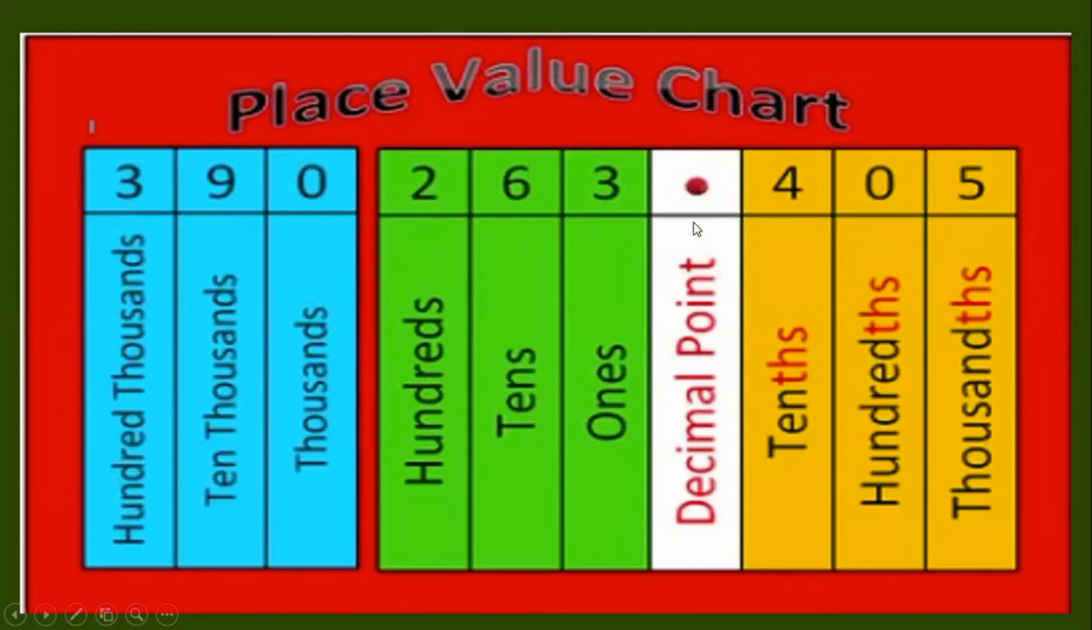Now take an example on the place value chart: 390.263. We are focusing only on the decimal part, what comes after the decimal point. Take the decimal 0.405. The 4 is in the tenths digit, the 0 in the hundredths, meaning 0 over 100, and the 5 in the thousandths digit, equal to 5 over 1000.